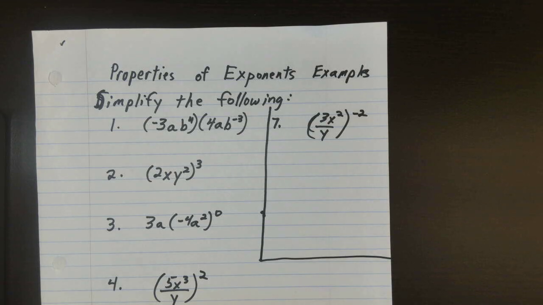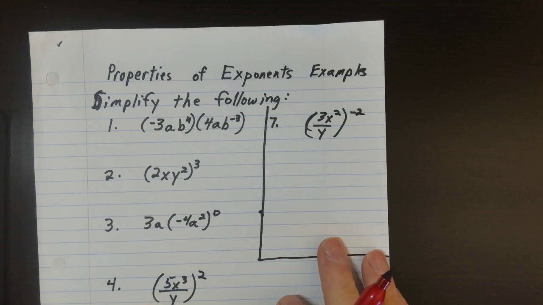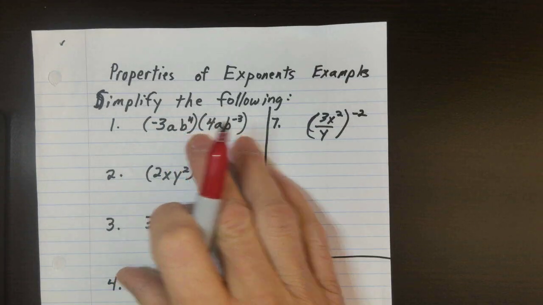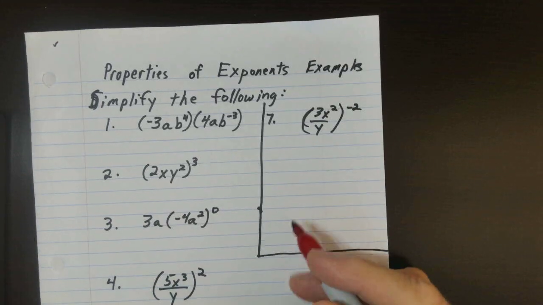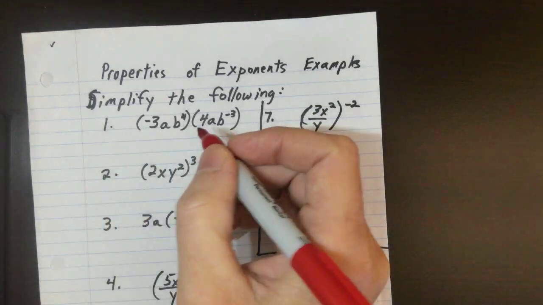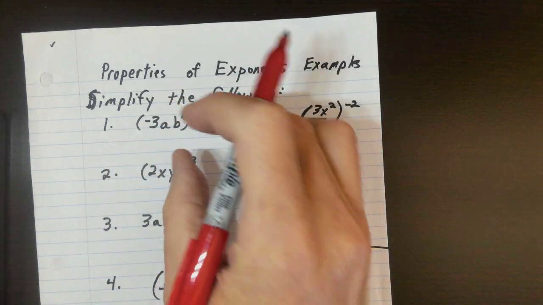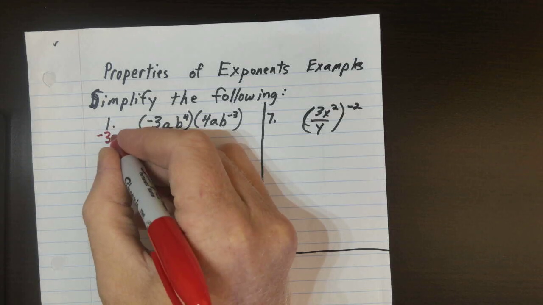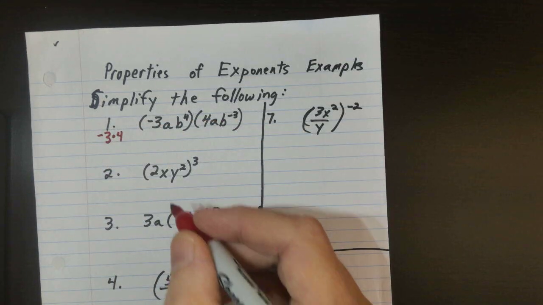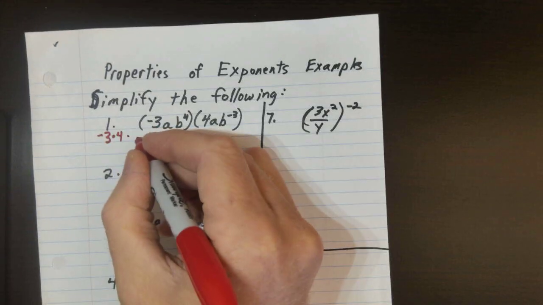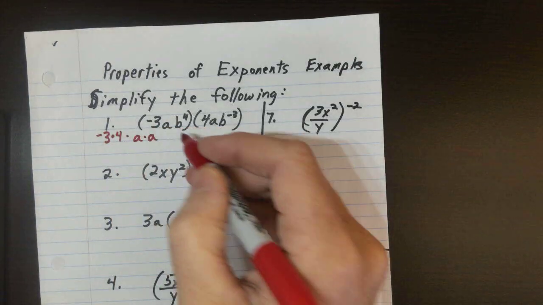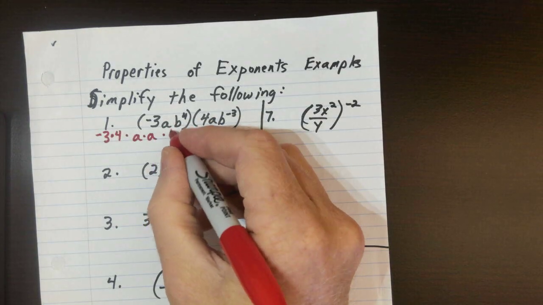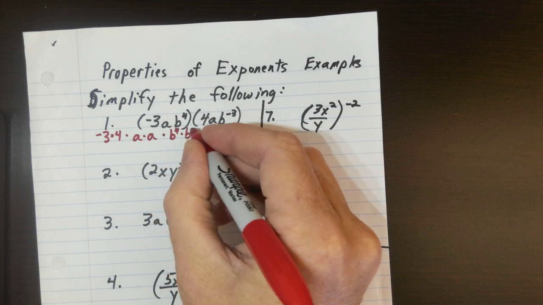So, number 1 here, I got negative 3ab to the fourth times 4ab to the negative third. So, if I were to remove parentheses and just rearrange, I'm going to put the coefficients, I got negative 3 times 4, I'm going to keep those together. And then I got times a, and I'm going to group those together when I multiply. I'm just rearranging things. And then times b to the fourth times b to the negative third.